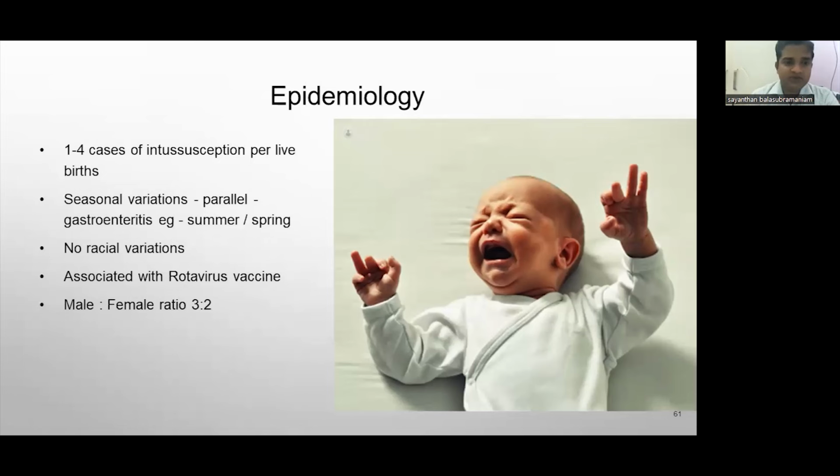So this is, you just have a look. The baby is crying due to severe pain because it's a severe colicky pain. Again, male to female ratio is common. Rotavirus infection, vaccination may aggravate this intussusception.